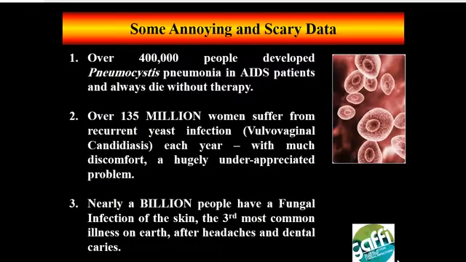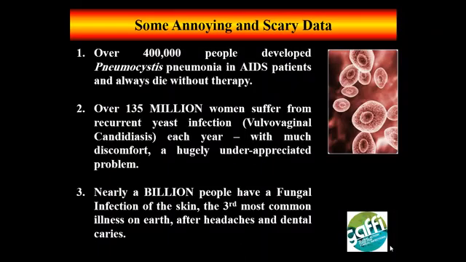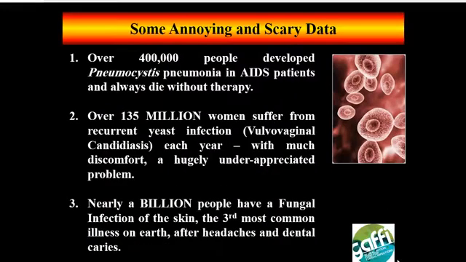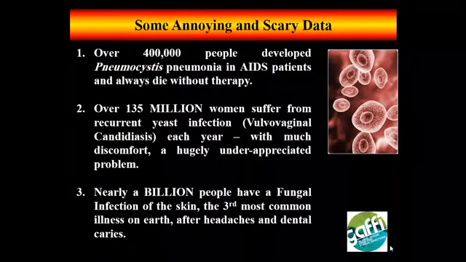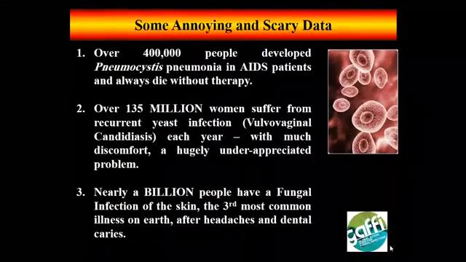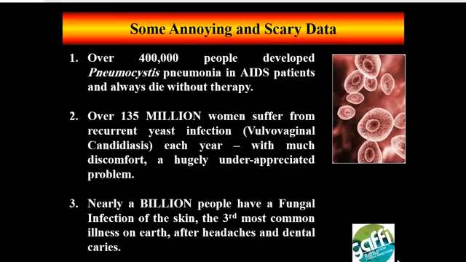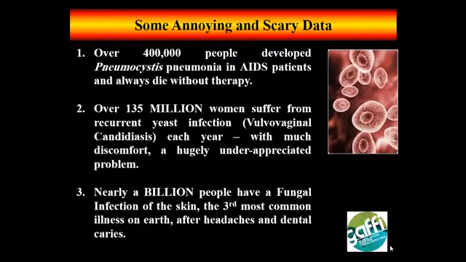Oh my God. So immunocompromised AIDS patients lose 400,000 people each year due to pneumocystis. Over 135 million women suffer each year from recurrent yeast infection without any care. Nearly a billion people have a fungal infection of the skin without any care. Oh my God. So it's considered annoying and scary data indeed.